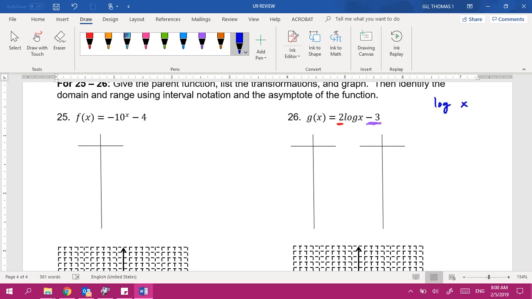What's the base here so we can help ourselves? 10, right? Log base 10 of x, and we should put y equals in front, right? Because we're trying to find the inverse. You might not want to write it here because it's going to overlap my table. I'm just going to erase this later. So we want to find the inverse of this to help us find some values.